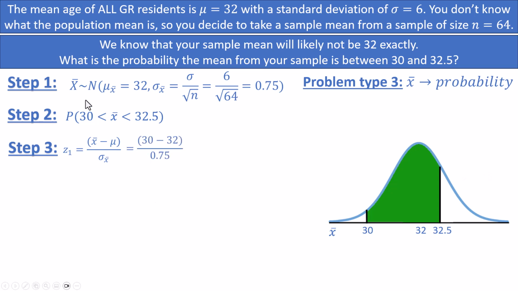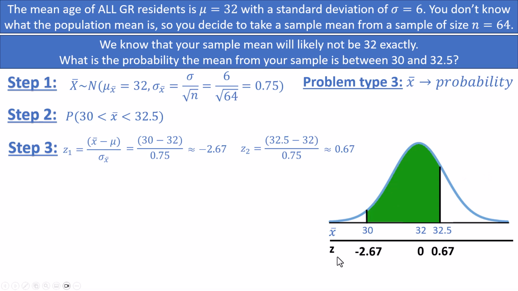The first z-score is going to be related to that 30 value, so we take 30 and subtract the mean of 32, and divide by the standard deviation of x bar, which was found right here, of 0.75. If you type that into your calculator, you should get negative 2.67. We can do the exact same thing with the second z-score, which relates to 32.5. We subtract the mean of 32 and then divide by the standard deviation of 0.75, and we get approximately 0.67.